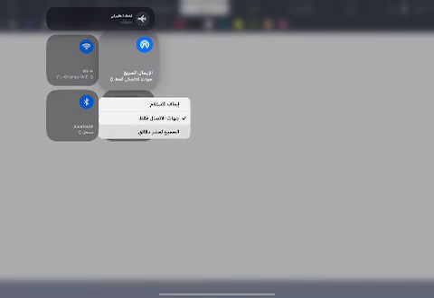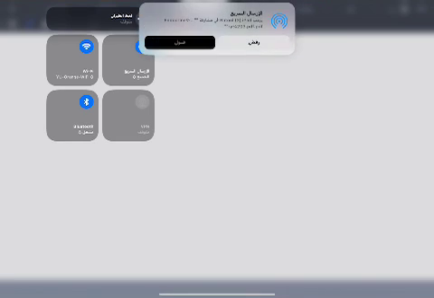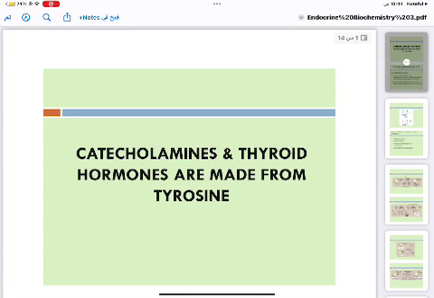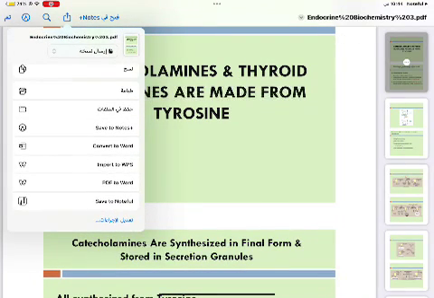أنس وين صرنا؟ خلصنا الباوربوينت الثاني صح؟ طيب يعني هون. طيب تمام.